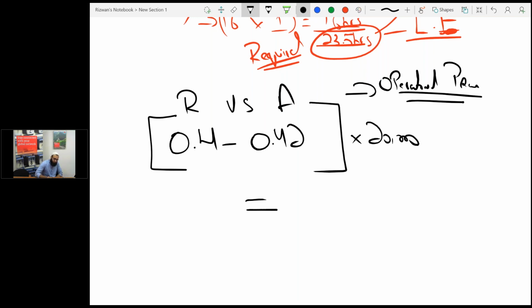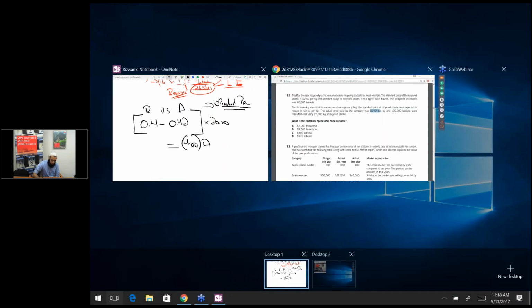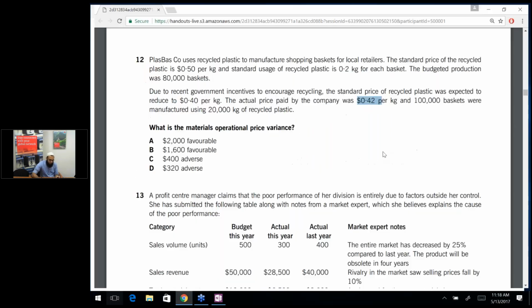The answer is 400. Now what the answer is representing, this is basically an adverse answer because this is negative, and I told you when it's negative, it's adverse. So you actually paid more than what was required to be. So this is 400 adverse. This is a very simple MCQ, and I think you people will be lucky if you get these types of questions in the examinations. So the answer is option C.